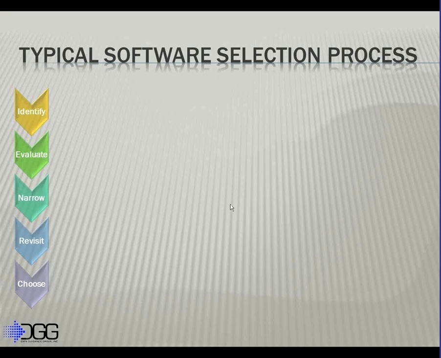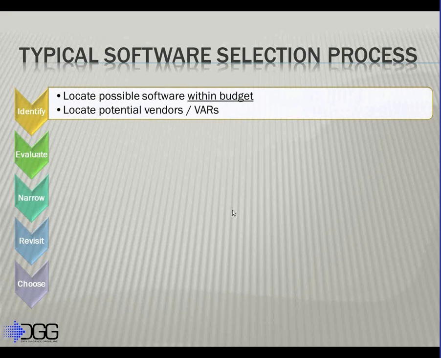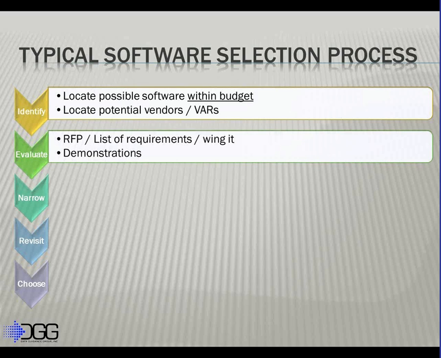So let's talk through each one of these. Identify: we typically start out with some sort of idea of what the budget for the process is. When we start the process, we begin by trying to locate software that's going to be within budget. Once we have names of software, we'll typically go out and try to find somebody that can be a vendor or a value-added reseller, as commonly used in this industry. So we narrow the list at the very beginning to the products that we anticipate are going to fit within our budget and typically within our industry.